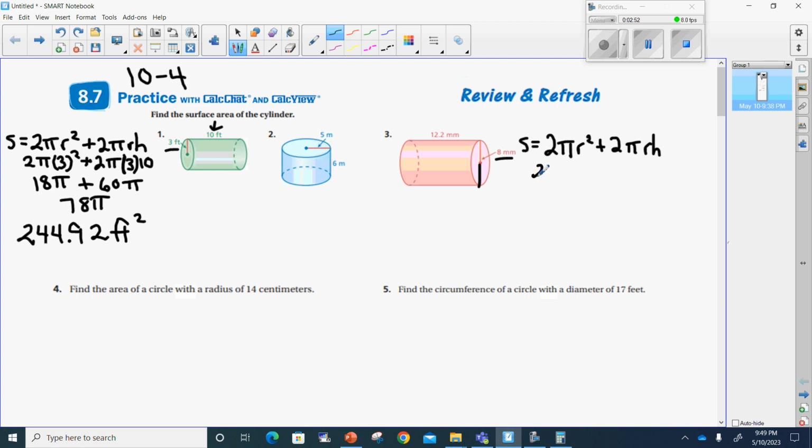So now we're going to have 2 times pi times 4 to the second power plus 2 times pi, again, r is 4, and multiply it to the height, which is 12.2. All right, well, 4 times 4 is 16, and 16 times 2 is 32. So this would be 32 pi.